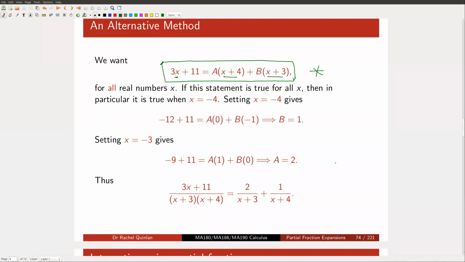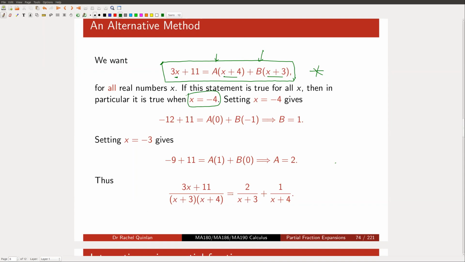Okay, I want A and B to be identified so that this equation is always true for x being an abstract variable, but also for any particular value of x. So if you want the statement to be true for all x, then in particular, it should be true at my favorite value of x, whatever that is. Let's say this is x equals minus 4.